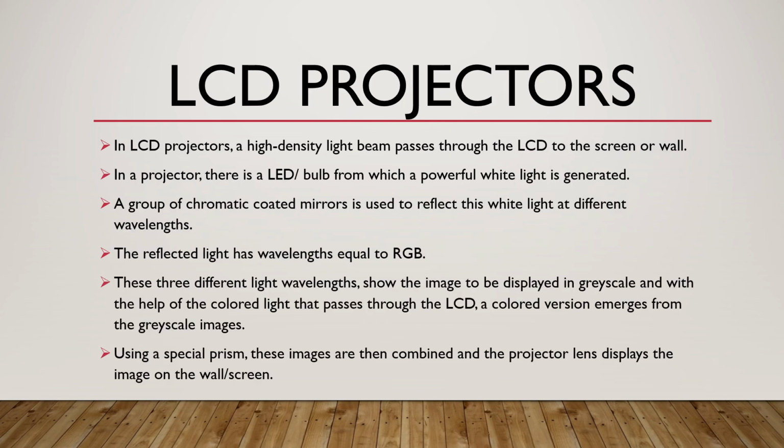LCD projector. In an LCD projector, a high-density light beam passes through the LCD to the screen or wall. In a projector, there is a bulb from which a powerful white light is generated. A group of chromatic coated mirrors is used to reflect this white light at different wavelengths. The reflected light has wavelengths equal to RGB. These three different light wavelengths show the image to be displayed in grayscale, and with the help of the color light that passes through the LCD, a colored version emerges from the grayscale images. Using a special prism, these images are then combined and the projector lens displays the image on the wall or screen.